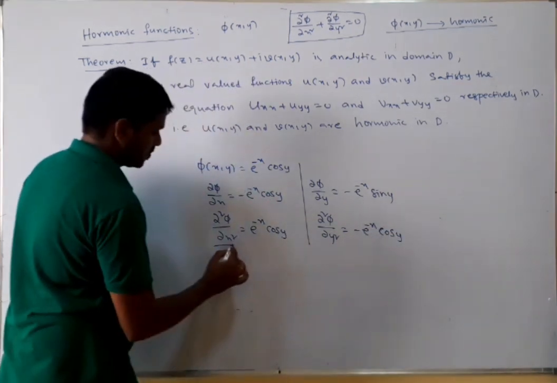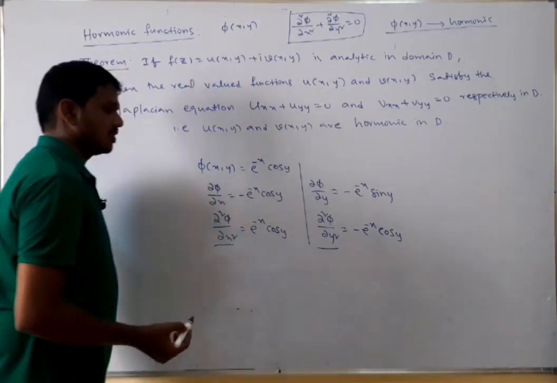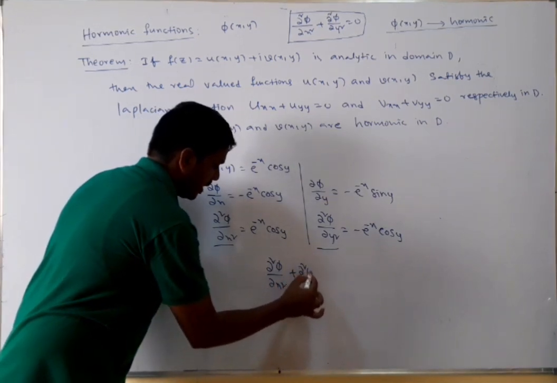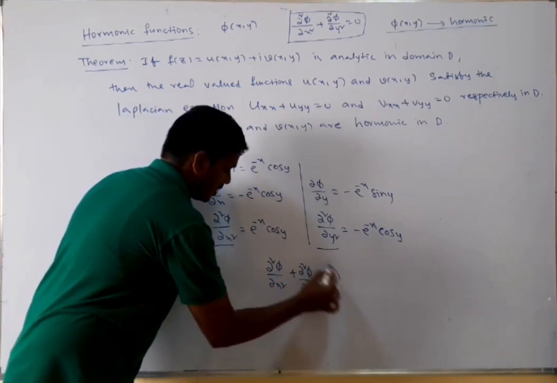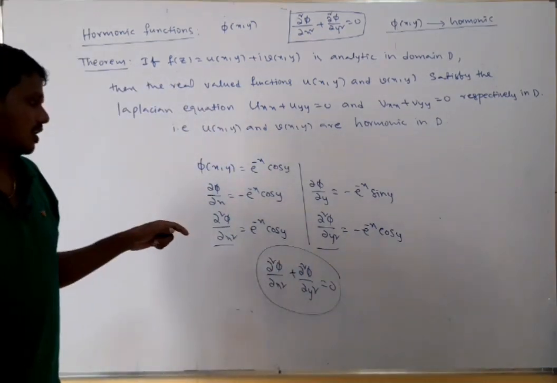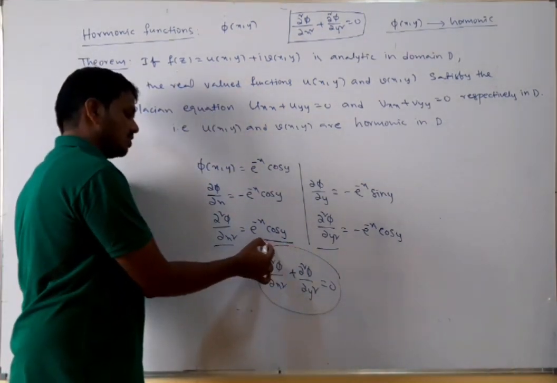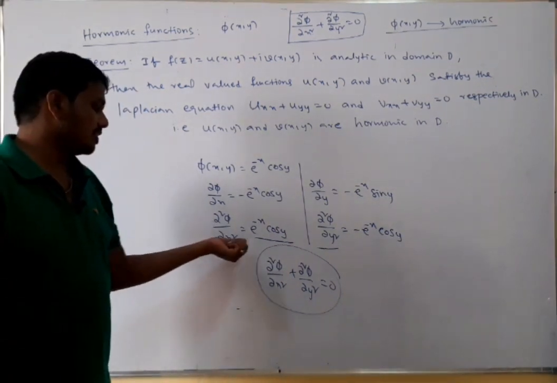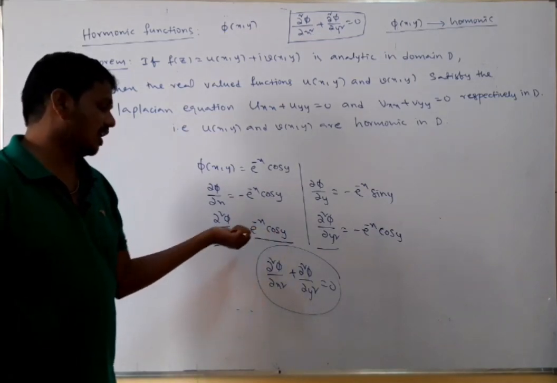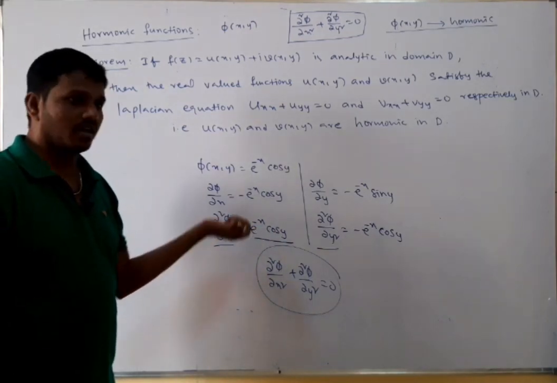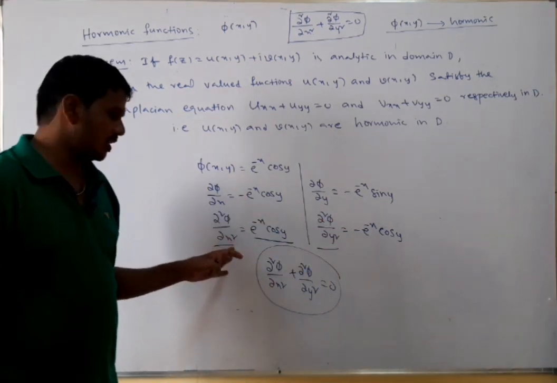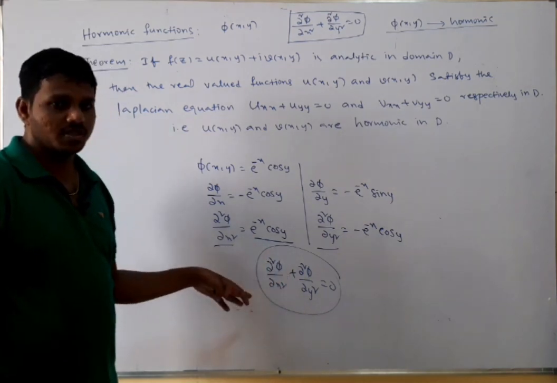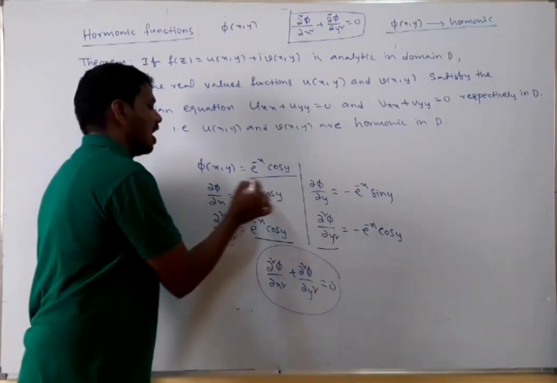Now adding these two, ∂²π/∂x² plus ∂²π/∂y², it gives what? ∂²π/∂x² plus ∂²π/∂y² is equal to 0. Therefore, and one more condition, the second order partial derivatives are continuous, which means first order also continuous. Second order, e to the power of minus x into cos y: cos y is continuous, e to the power of minus x is also continuous, the product is also continuous. The second order partial derivatives are continuous and satisfying the Laplacian equation ∂²π/∂x² plus ∂²π/∂y² is equal to 0. So we say that this function is a harmonic function.